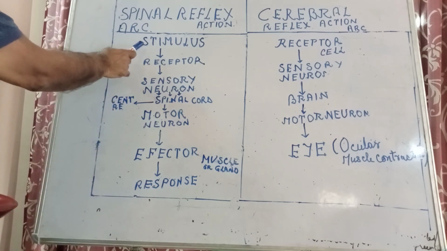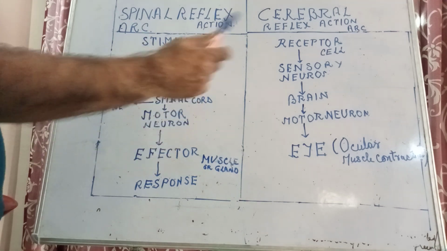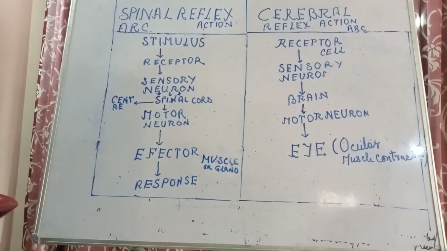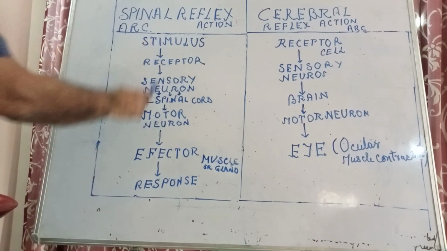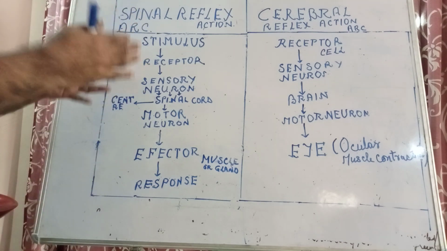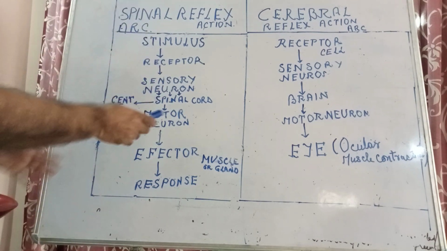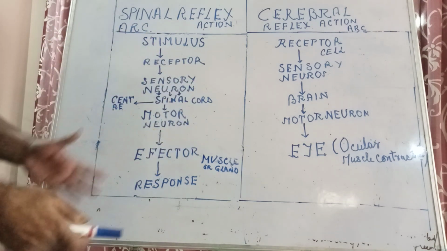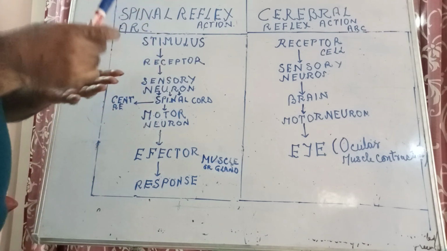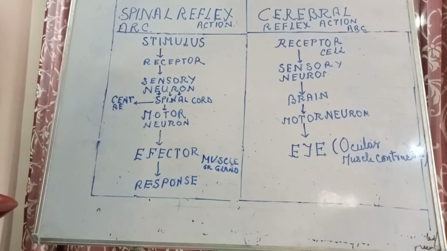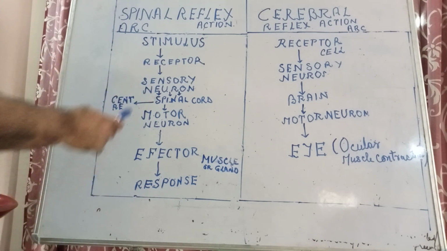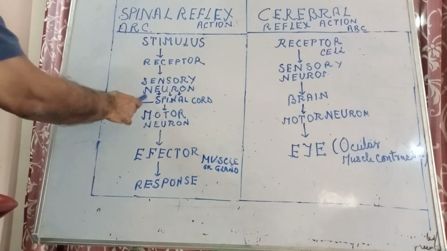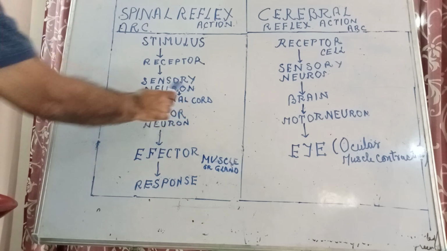Stimulus to receptor. Stimulus is any change in the environment, internal or external, as you all know, which is also changing the activity of the organism. So this stimulus will be received by the receptor cells, which are the bundle of epithelial cells very close to the nerve cells which are receiving the stimulus. So these receptor cells will convert this stimulus into an impulse, and this impulse will be carried by the sensory neuron to the center of the spinal cord.